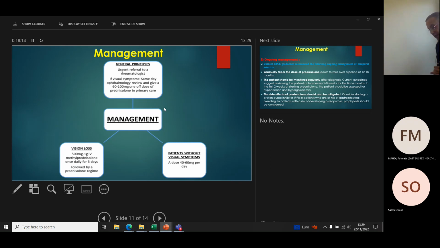This is just a brief, concise algorithm of treatment or management of a case of GCA. Again, as we mentioned, urgent referral to a rheumatologist on the same day, and urgent referral to an ophthalmologist on the same day if there is any visual disturbance, to check for any evidence of papilledema. And start with a dose of prednisolone between 60 to 100 if there is minor visual disturbance.